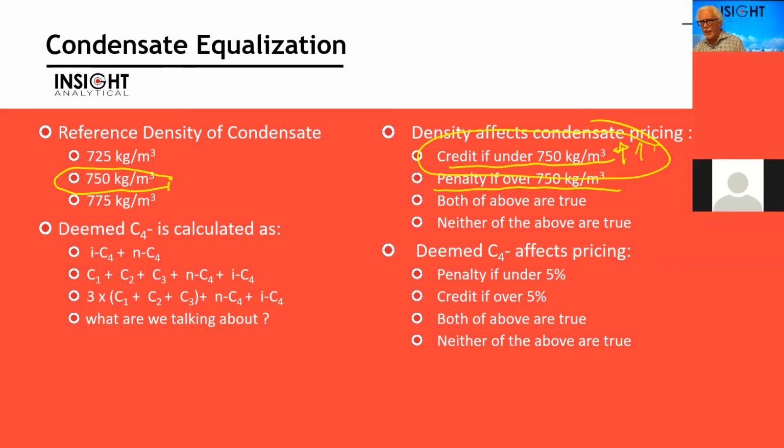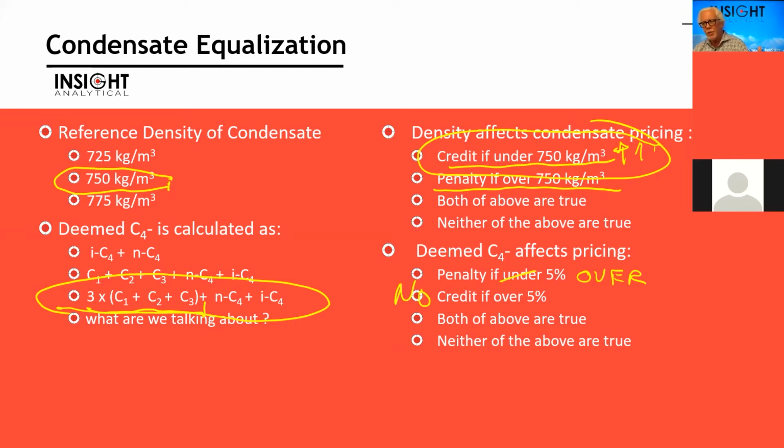Then they have this other thing that they calculate in the pipelines called the deemed C4. The deemed C4 is calculated by taking 3 times the methane, ethane, and propane in the condensate and adding it to the butanes, NC4 and IC4. So to optimize, you really need to know how much of those 5 components are present in your condensate. It affects penalties in that you have to pay a penalty if you're over 5%, but you get no credit for being under.